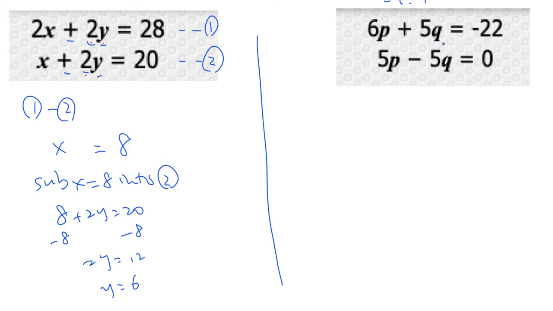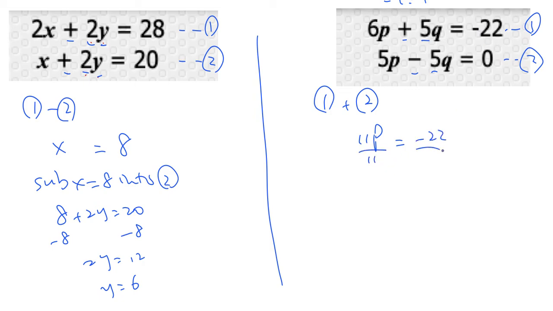Next example, we have the same number before q, so it's 5, 5, but they have a different sign. So rather than minus them, we can add them together to get rid of q. So the variable we're going to eliminate is q. Let's label them 1 and 2. We're going to use the first equation plus the second equation. 6p plus 5p is 11p. Plus 5q, and then minus 5q gives you 0. And that equals negative 22, and plus 0 is negative 22. So you divide both sides by 11, and p is equal to negative 2.